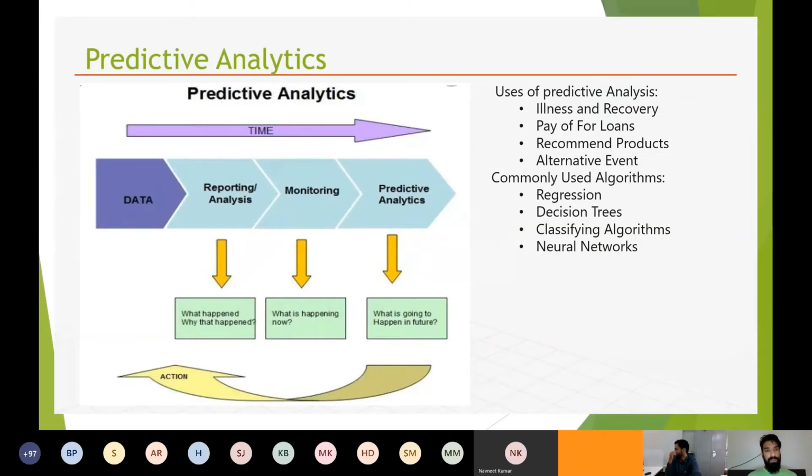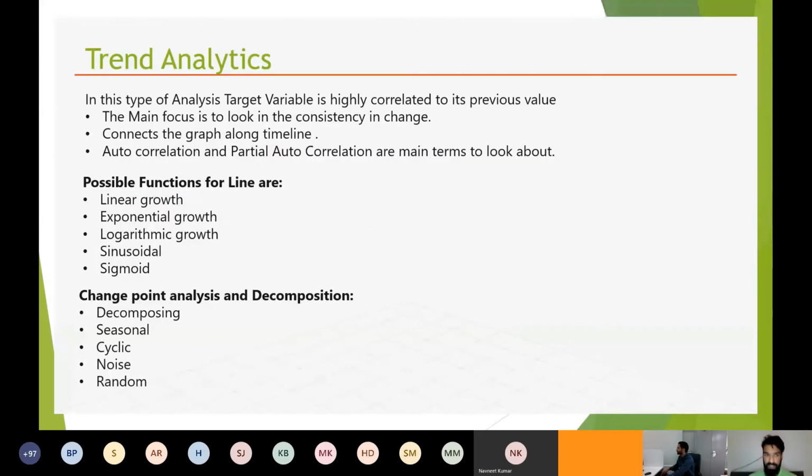Now if we jump to trend analytics, this is something most people are using these days, because it's time series data, and most of the time it's real-time data. The main focus is to look for consistency in a change. For example, suppose I'm the owner of a shop, and I had sales of clothing last year.